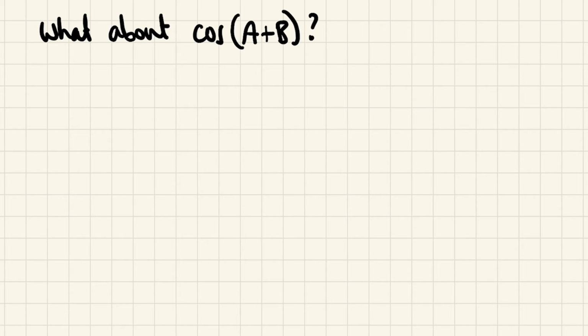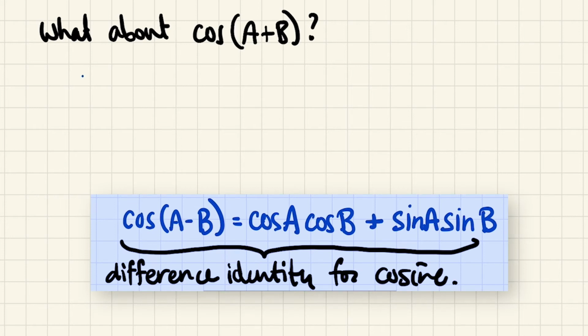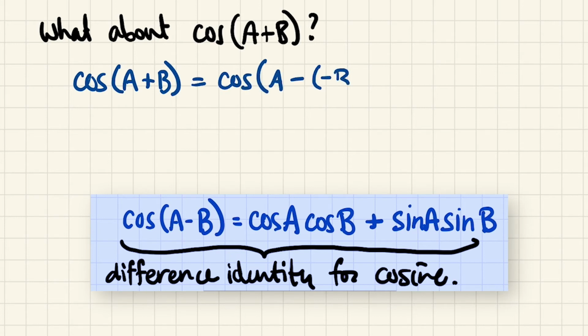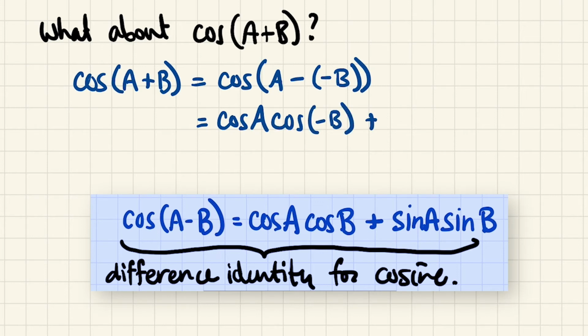Well, we don't have to go into all that analysis, like I just said. We can use the fact that we know the one for cosine of a minus b. So cosine of a plus b is cosine of a minus negative b, which means if we just use the identity we just discovered, but with b replaced by negative b, we're going to get a new identity for cosine of a plus b. So this is going to be cosine of the first angle, cosine of the second angle, plus sine of the first angle, sine of the second angle.